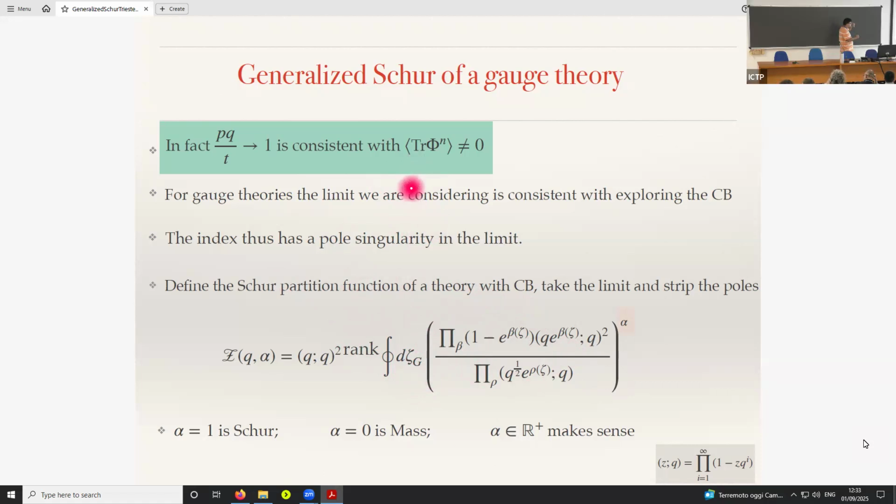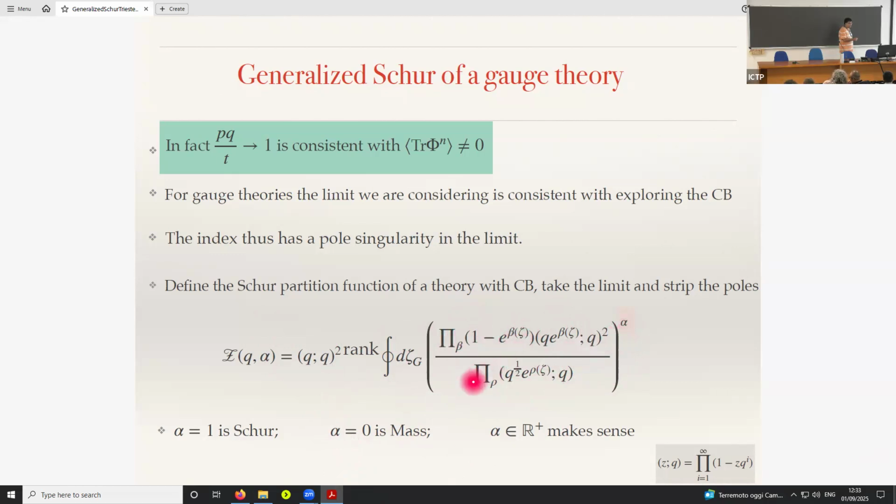So this will lead to some pole-like divergence, so we just strip off the divergence, and that is the result that we will get for general quantum N=2 quantum field theory. So it will be an integral over the Cartan generators of the gauge group, and the integrand will be something to the power alpha. This something, when we take alpha equals 1, is exactly how you would compute the Schur index. And then in this general case, we take this thing to the power alpha.